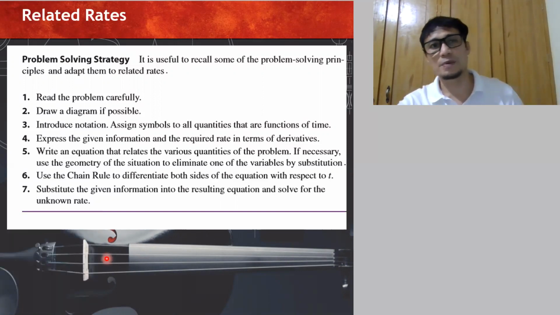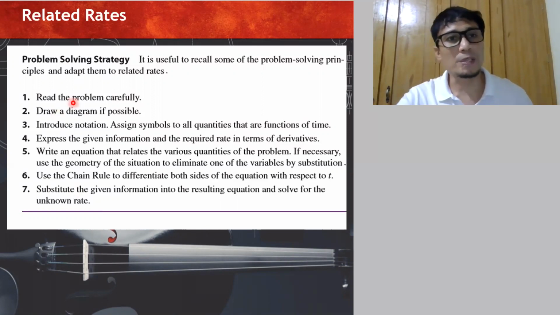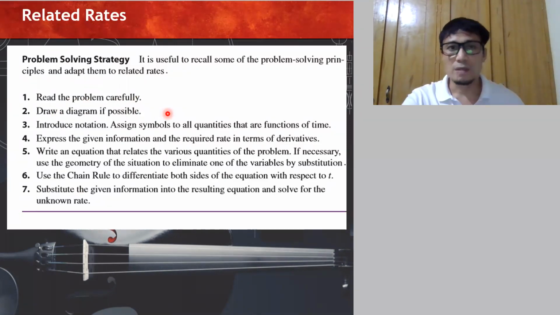These are actually general principles. The first one is, of course, read the problem carefully. It involves understanding the problem. Second, we draw a diagram if possible, because the diagram will help you arrive at a solution to the problem. Third, you introduce notation. You assign symbols to all quantities that are functions of time. Fourth, you express the given information and the required rate in terms of derivatives.